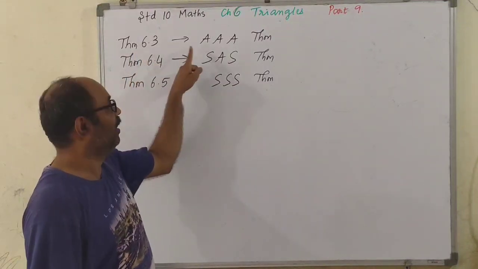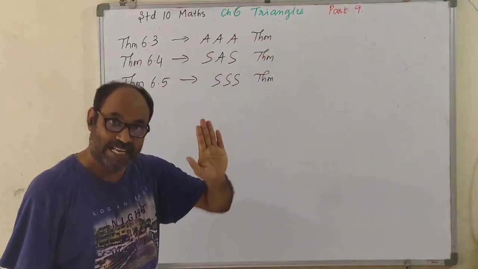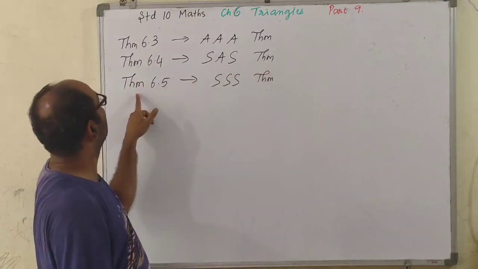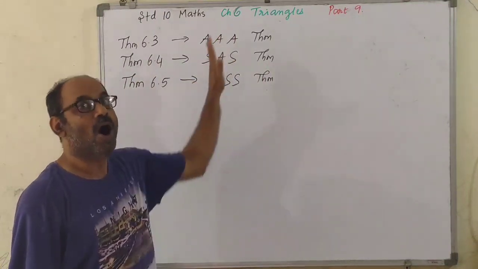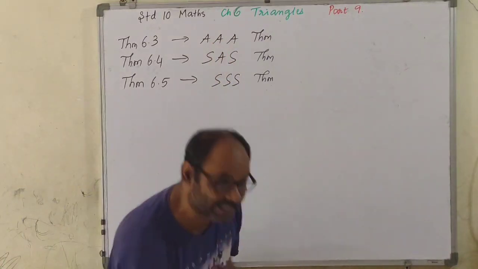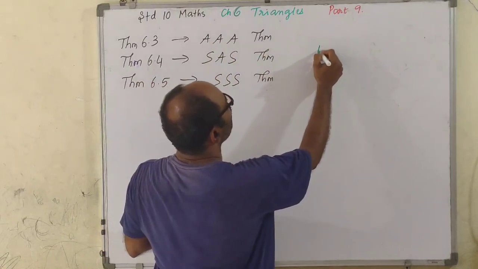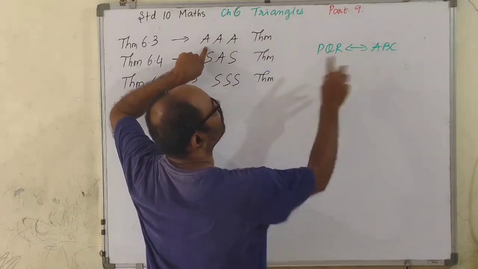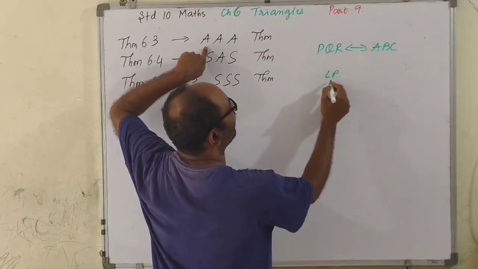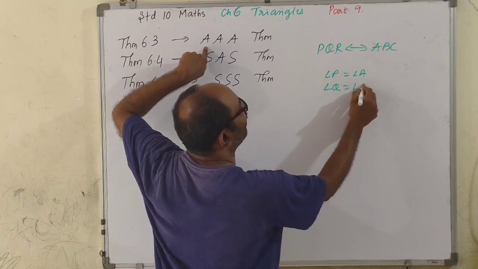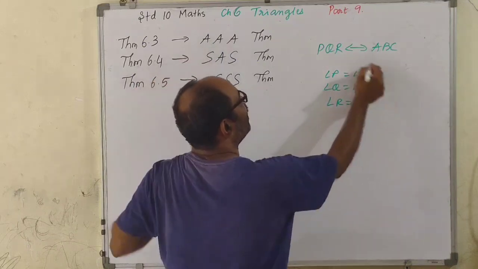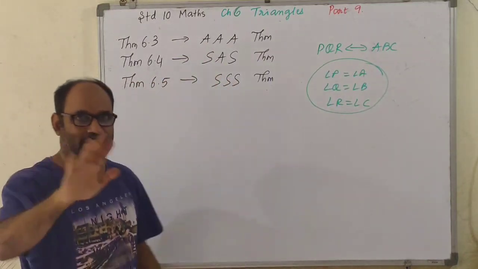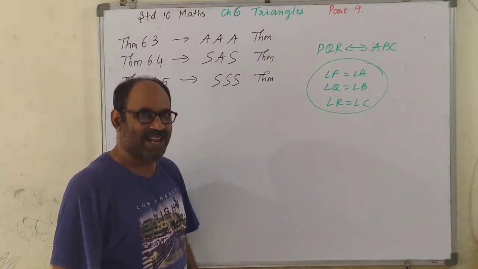Theorem 6.3 is the AAA theorem. I've already explained that to you earlier. Theorem 6.4 is the SAS theorem, and theorem 6.5 is the SSS theorem. All these three theorems are for similarity of two triangles. Suppose PQR corresponds to ABC. When this correspondence is similarity, angle P is equal to angle A, angle Q is equal to angle B, and angle R is equal to angle C.